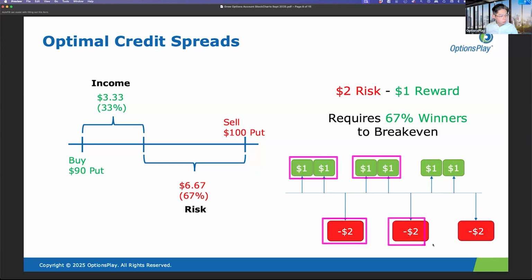You have 1 losing trade where you lose $2. You have 2 winning trades where you win $1. You have 1 losing trade where you lose $2. If you continue this cycle over and over again, where do you end up? Type your answer into the chat window.